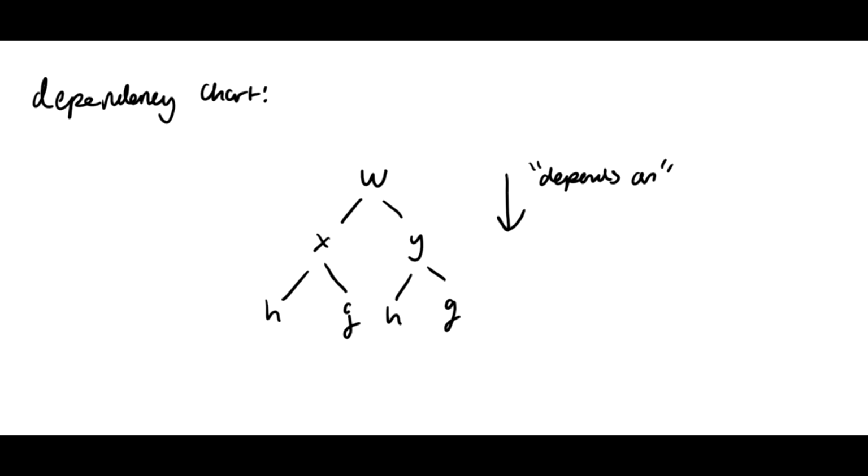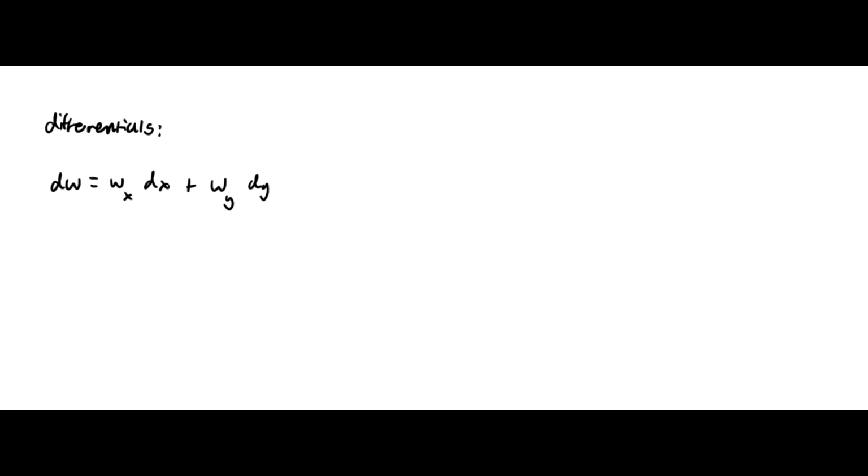This shows that a change in h or a change in g causes changes in x and y, which in turn cause changes in w. In other words, w depends on x and y, which depend on h and g themselves. First, let's put this in terms of differentials. We know that dw equals partial w over partial x dx plus partial w over partial y dy.